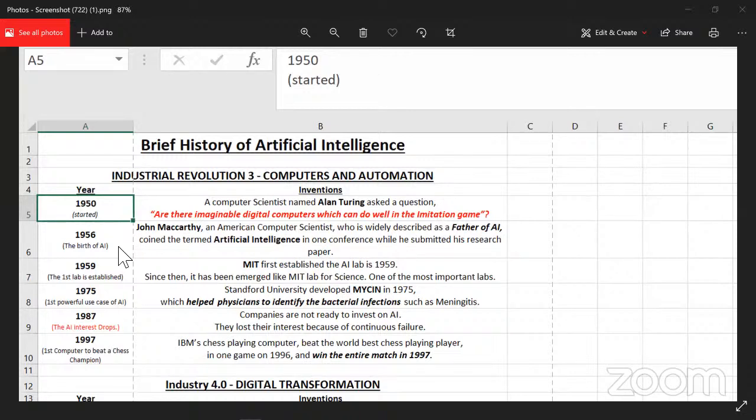And why was all this happening here? Because of that particular era, which we call Industrial Revolution 3, where computers and automation were accelerated at that point in time. Because of that, a lot of inventions came in the previous century itself. So the one takeaway here is that artificial intelligence is not something that emerged today in the market. It has been available since the 1950s.